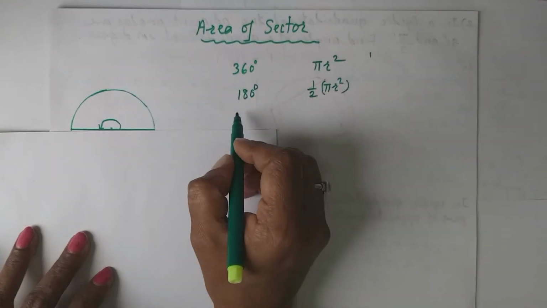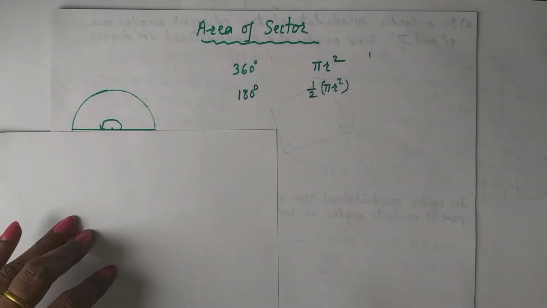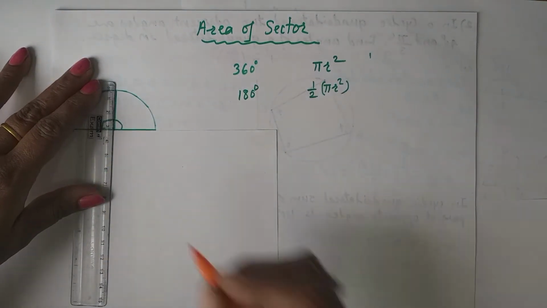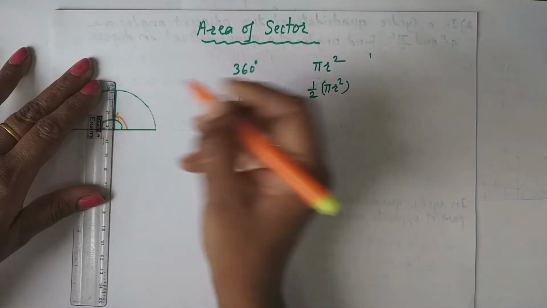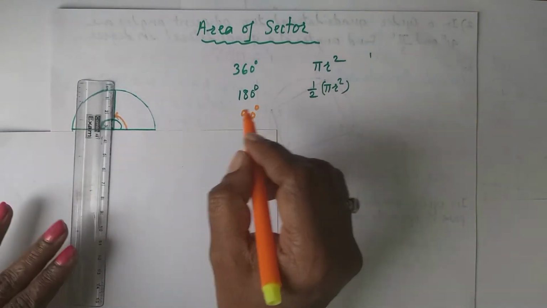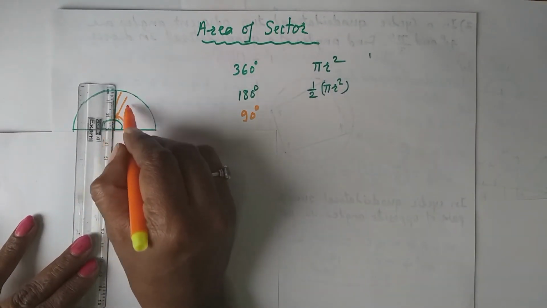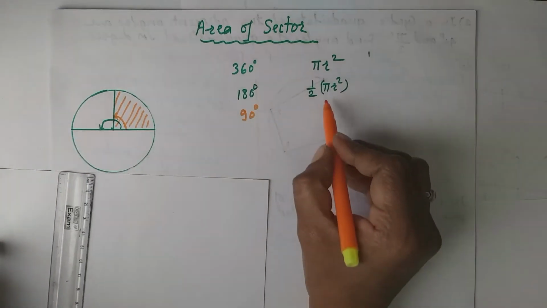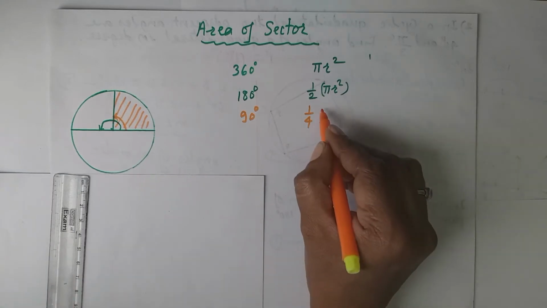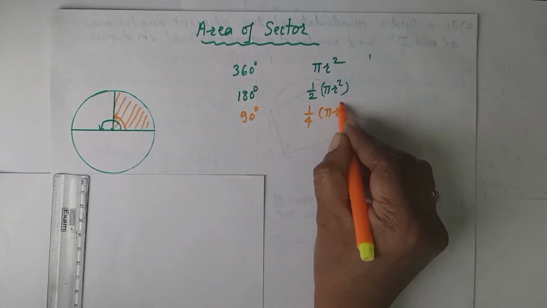Okay. Then if I take this region, what will be the angle? If I take only this region, the angle will be 90 degrees. And what will be the area? This is a 1/4 part of the circle, so the area will be 1/4 of the area of the circle.